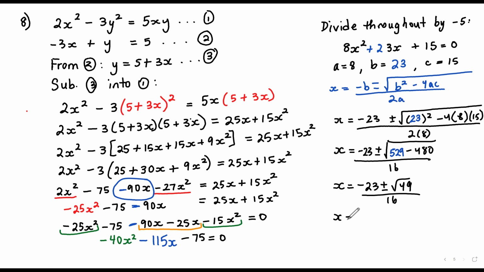So then x is equal to minus 23 plus 7 divided by 16, or minus 23 take away 7 divided by 16. So that would give me x is equal to minus 23 plus 7 is minus 16. So minus 16 over 16, which is -1, or -23 minus 7, which is negative 30 over 16.